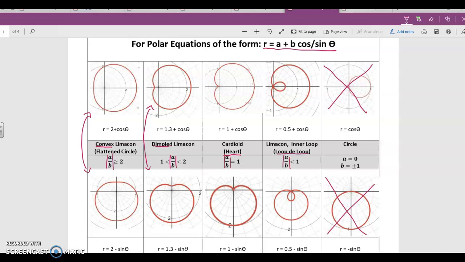And then the last one we don't really care about. This is for any b value. So any b value, just giving you an a equal to 0, will give you a circle. So we don't really care about those today. We care more about these 4.